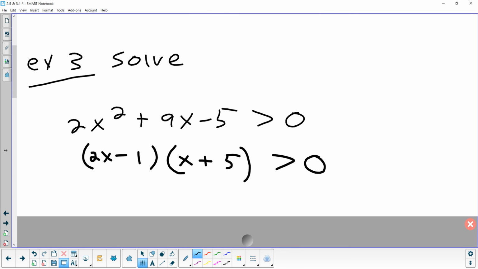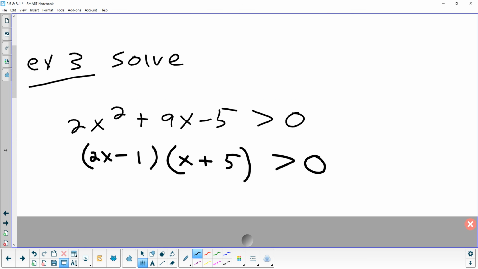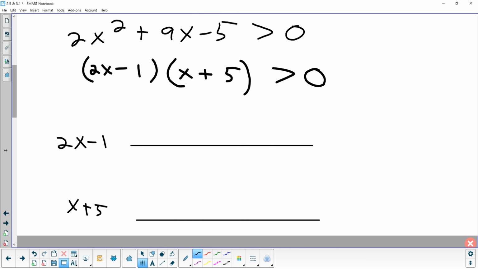Let's check it. 2x squared, good. 2x times 5 is 10x. Negative 1 times x is negative x. 10 take away 1 is 9. Perfect. So we factored it correctly. Any question on the factor? All right. Now that we factored it, we're going to make a number line for each factor. And the first thing we want to do is mark the number that would plug in and give us 0.